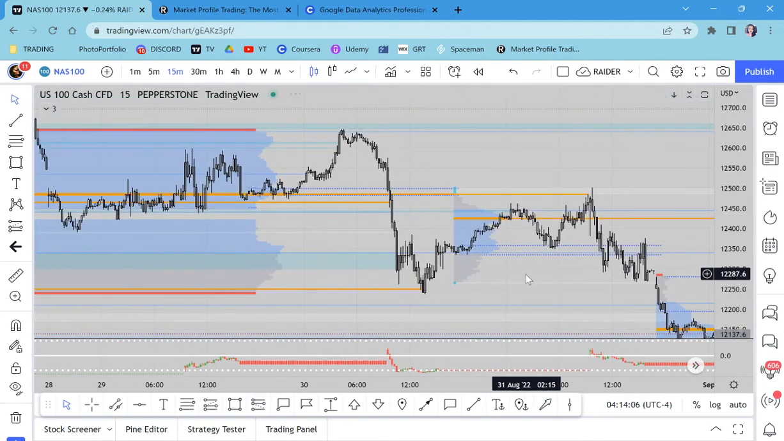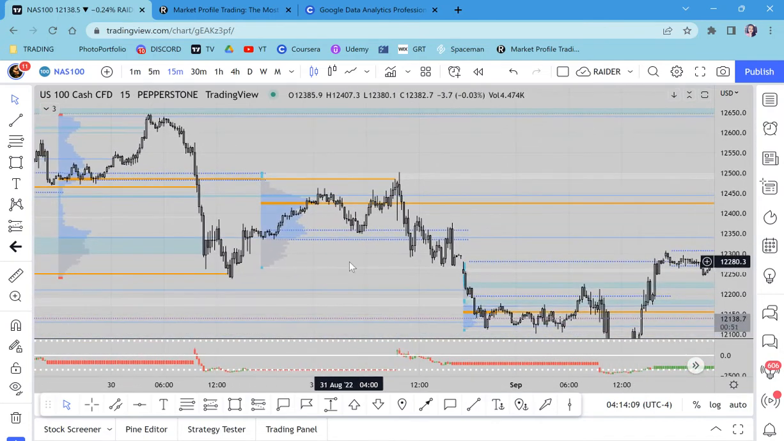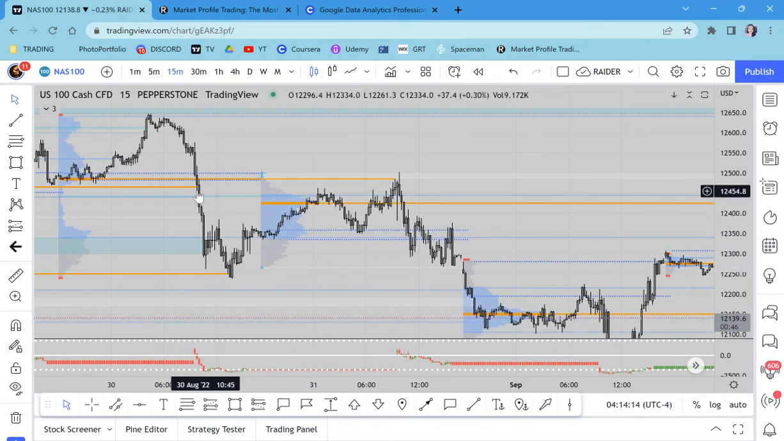Wow. Holy moly. Okay, for this one, we're looking at the 30th and the 31st. We have a previous POC that's right here. It appears to be a single print as well. And I believe we have a value level down here as well. So we could have waited to see if price was going to touch around this area, and because of this single print as well, we could have waited to see if it was going to do anything.